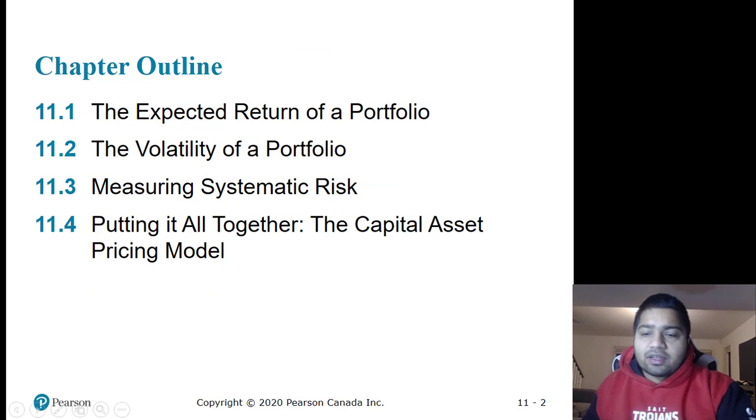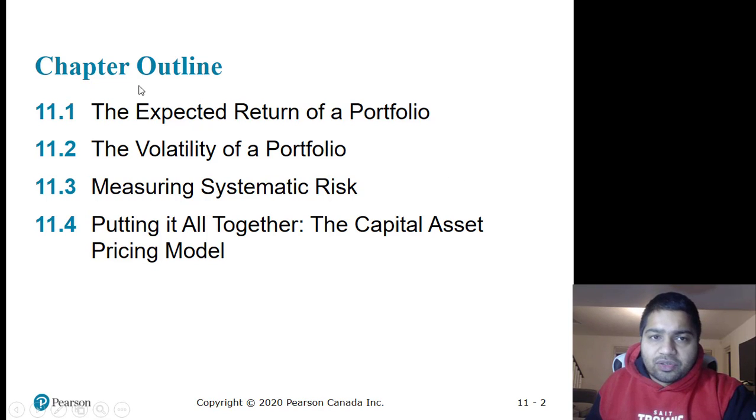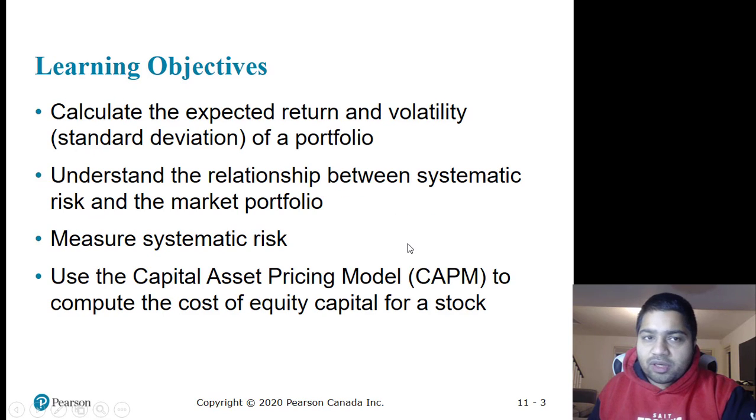So let's start. The chapter outline discusses the expected return on a portfolio, the volatility of a portfolio, measuring systematic risk, and putting it all together. So we'll discuss the capital asset pricing model.